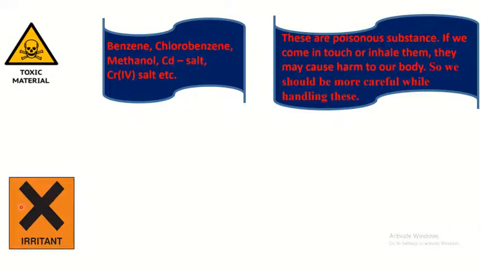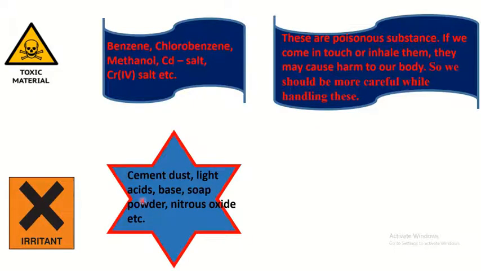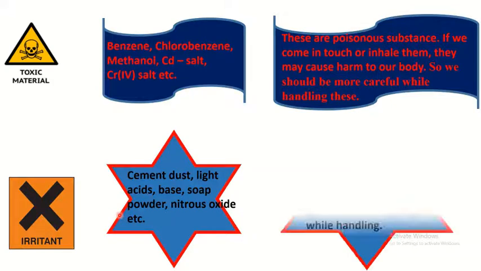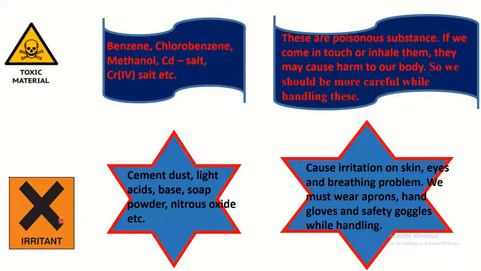This sign is given for the irritant substance. Irritants are cement dust, light acids, base, soap powder, nitrous oxide, etc. They are irritants because these substances irritate us. They cause irritation on skin, eyes, and also they cause breathing problems. We must wear apron, hand gloves, and safety goggles while handling them.